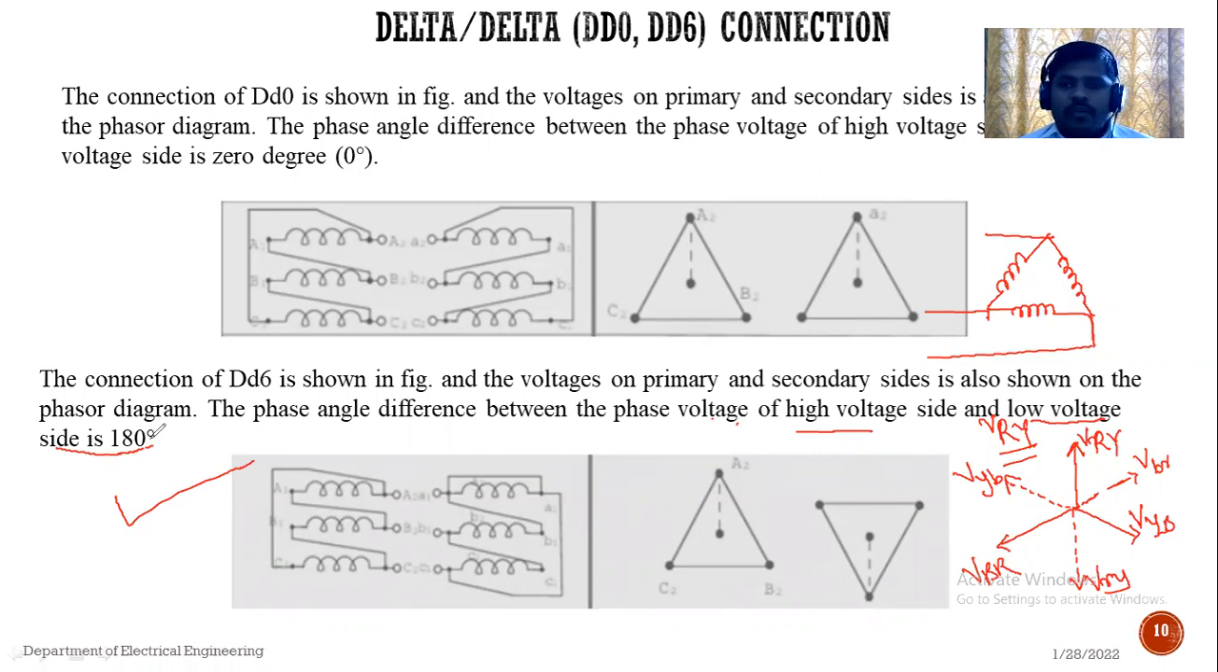So these are the two possible connections, that is delta delta 0 connection and delta delta 6 connection. Delta delta 0 means the primary is connected in delta, the secondary is also connected in delta, and the phase displacement between primary and secondary is nothing but 0-degree. Delta delta 6 means the primary is connected in delta, the secondary is also connected in delta, and the phase displacement between primary and secondary is 180. That is totally opposite to that of the primary.